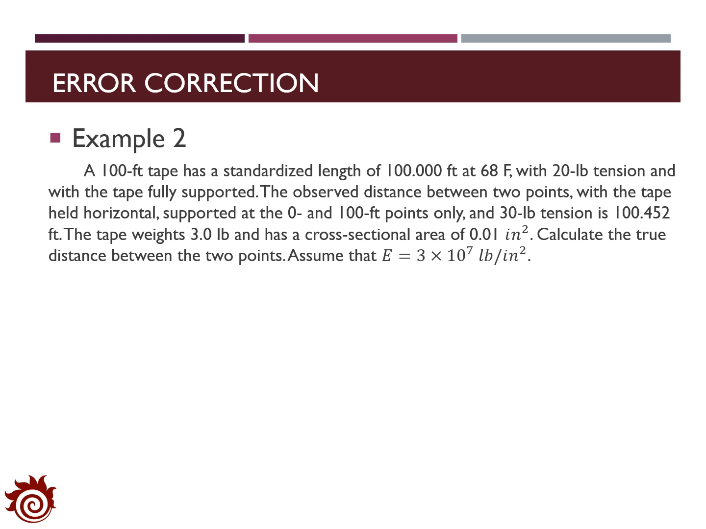The tape weighs 3 pounds and has a cross-sectional area of 0.01 inches squared. Also, we know that the elastic modulus is 3 times 10 to the power 7. It wants us to calculate the true distance between the 2 points.